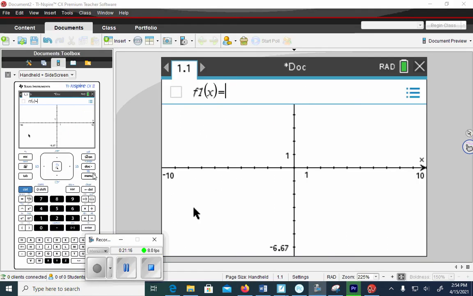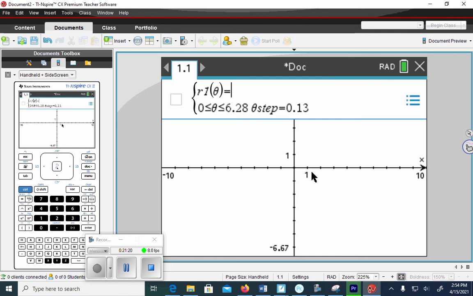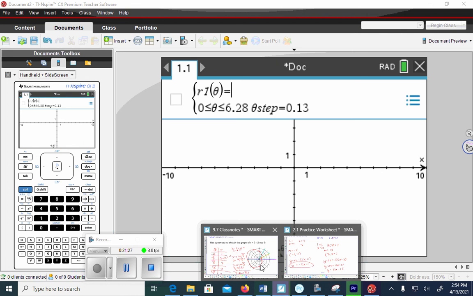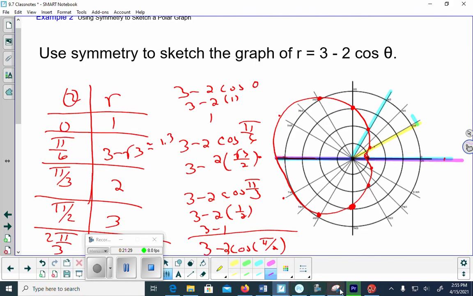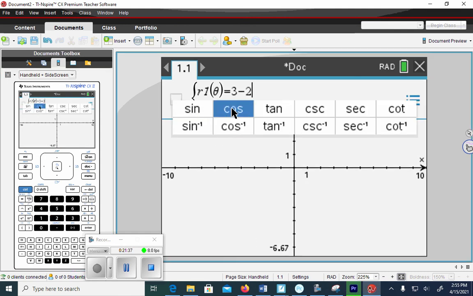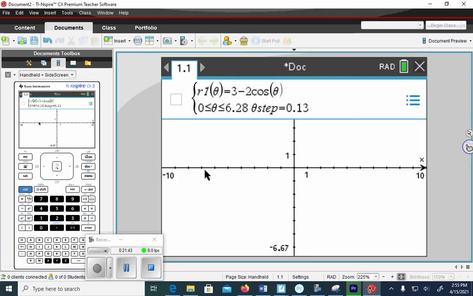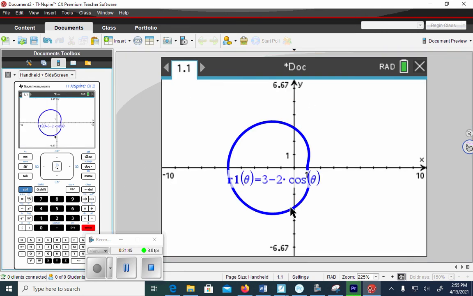Okay, I'm ready. For the graph, I'm going to hit menu. You should still be on polar if you just graphed polar, but I'm going to do polar. I'm putting in that equation, which was 3 minus 2 cosine theta. So 3 minus 2 cosine. And again, remember theta's down here. Hit enter. And I have this.